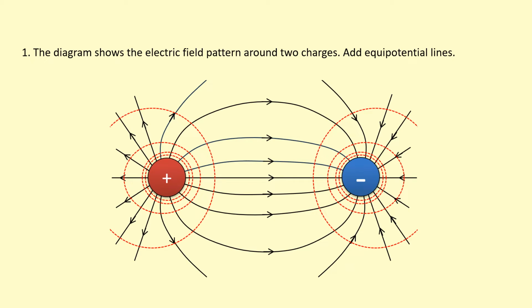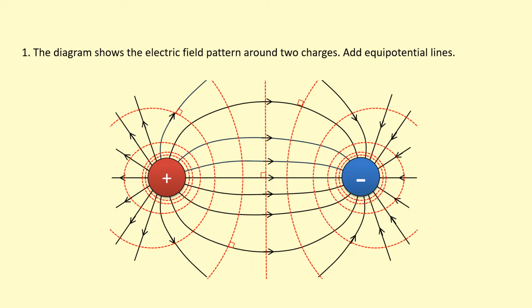And to figure out the shape of the equipotential lines, you need to ensure that when you're joining them up, they're always 90 degrees to the field lines wherever they meet. So if we continue with this, ensuring it's always 90 degrees whenever they intersect with the field lines, we get a pattern that looks like this.